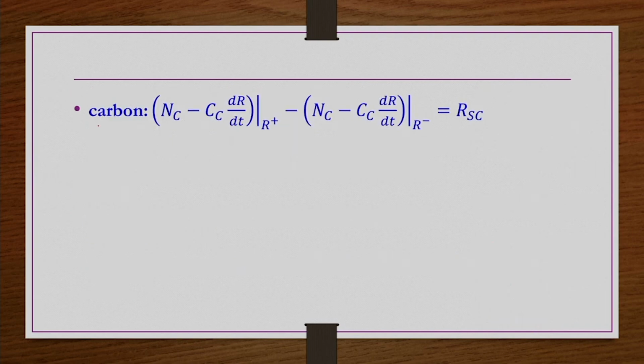Then for the carbon, if you do the balance, then what you have towards the gaseous side minus towards the particle side should be equal to the rate of reaction, right. Towards the particle side or gaseous side, it is the same expression: N_c minus C_c dr by dt at R plus, minus N_c minus C_c dr by dt at R minus. They are not the same but mathematically similar, but quantity-wise they are very different. Okay. And this difference has to be balanced by the rate of reaction, right.